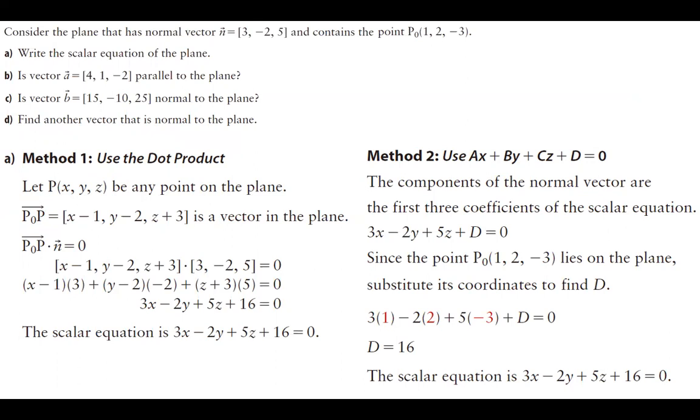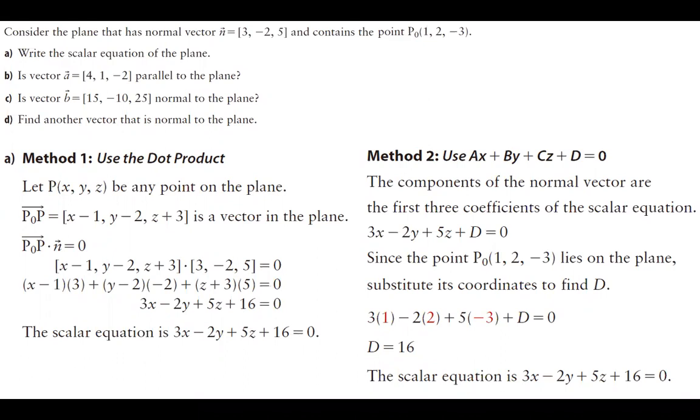Then the dot product between vector P0P and the normal vector N must be 0, right? Because the normal vector is perpendicular to the plane. Thus, it's perpendicular to any line contained in that plane. So that gives us 3x minus 2y plus 5z plus 16 equals 0. This is actually the scalar equation of that plane.